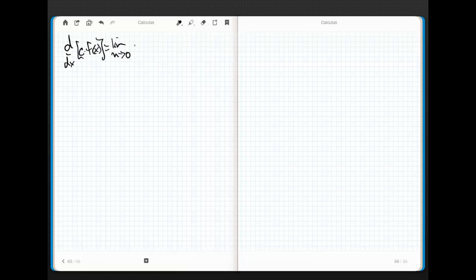I take the limit as h goes to 0. Every time that I come up with a new derivative rule, I have to prove it somehow. I can prove it intuitively, or I can prove it algebraically, or I can prove it graphically, but I have to prove it. So that's what we're going to do.